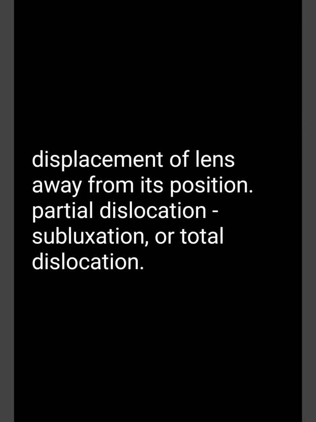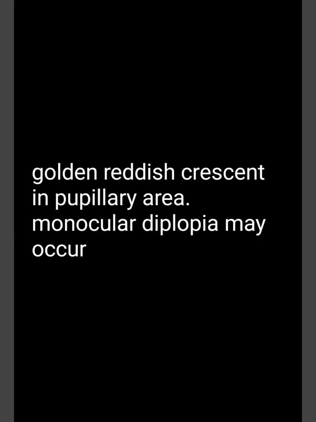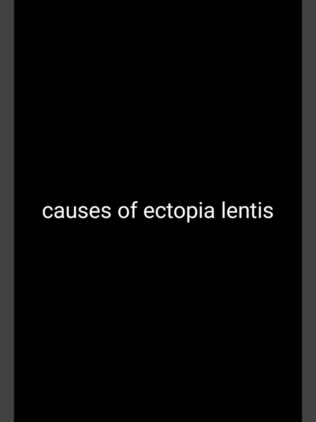What's ectopia lentis? Displacement of the lens away from its position: partial dislocation, subluxation, or total dislocation. Signs seen with ectopia lentis: golden reddish crescent in the pupillary area. Monocular diplopia may occur.